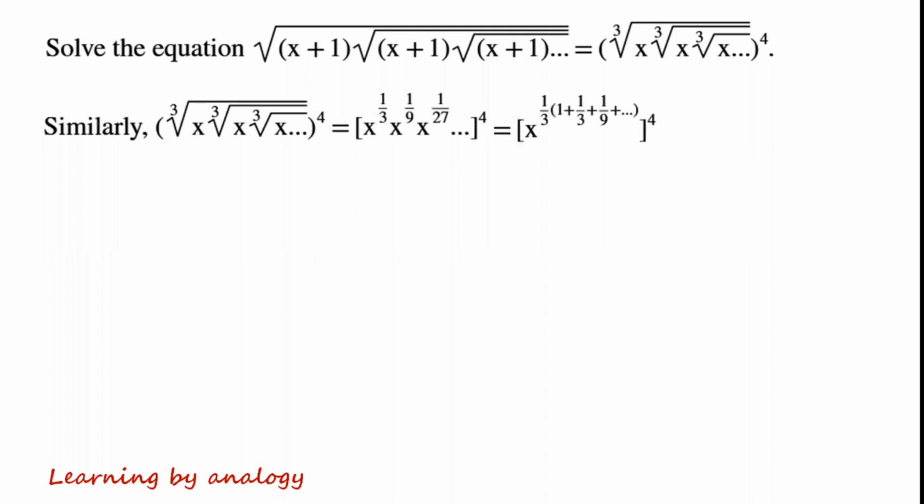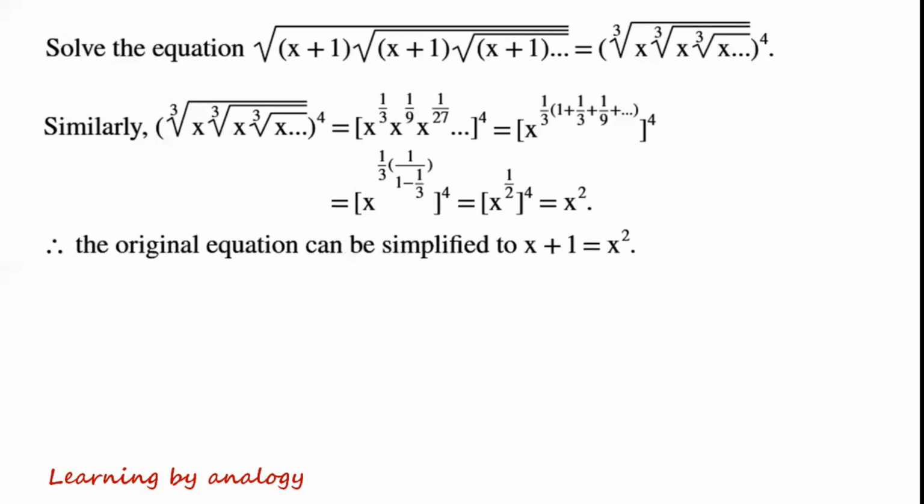We can see that there is a factor, a third, so we can now write equals x to the power of a third times 1 plus a third plus 1 over 9 plus so on, all to the power of 4, which is equal to x to the power of a third times 1 over 1 minus a third, all to the power of 4, which simplifies to x to the power of a half, all to the power of 4, which is x squared.